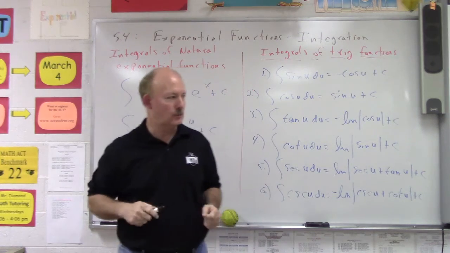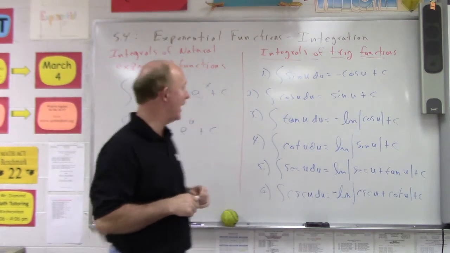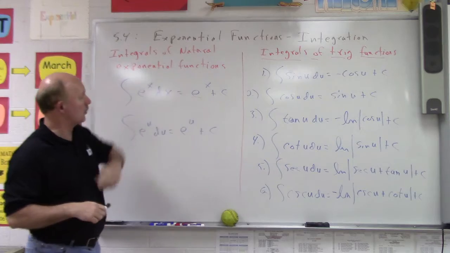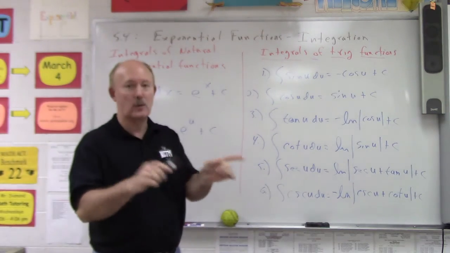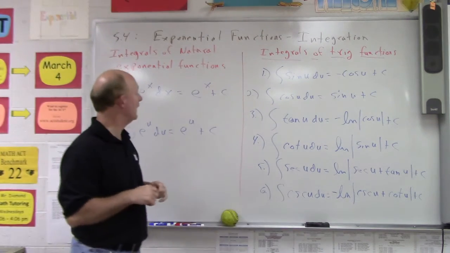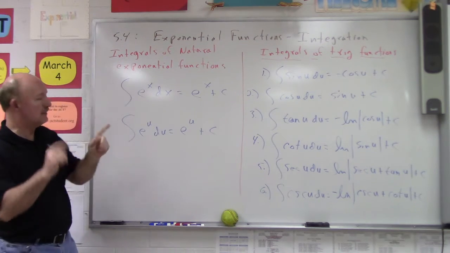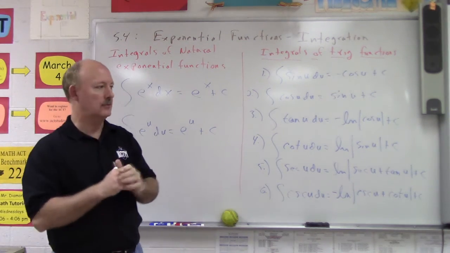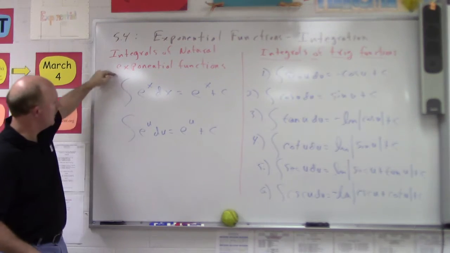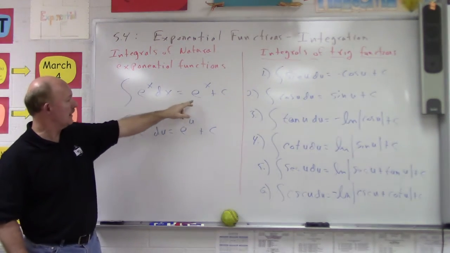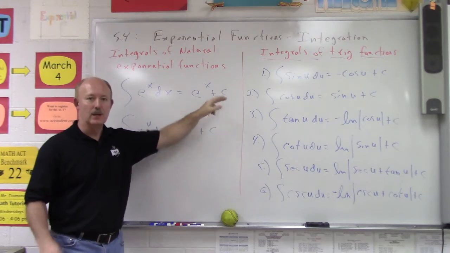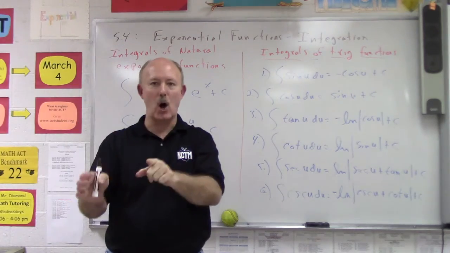All right, let's get to today's item. Today we're looking at integrals of exponential functions. Here's the rule. The derivative of e to the x is e to the x. So the antiderivative of e to the x dx is e to the x plus c. Remember, e to the x is its own derivative.